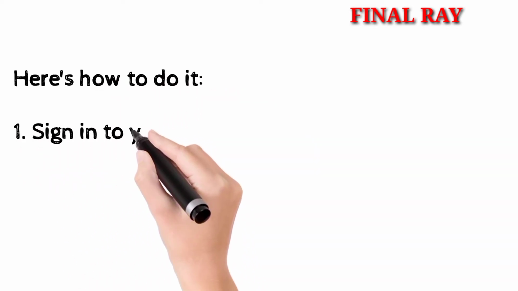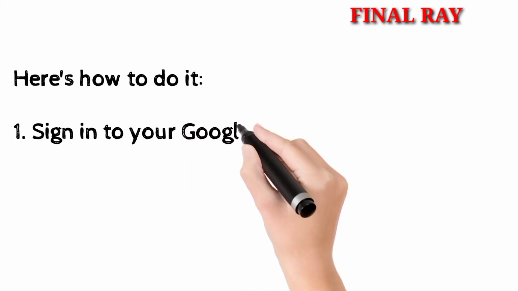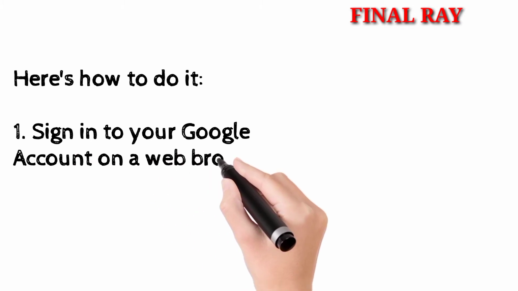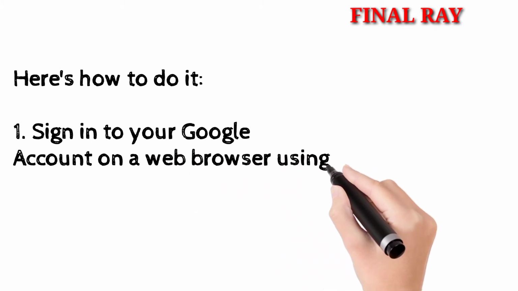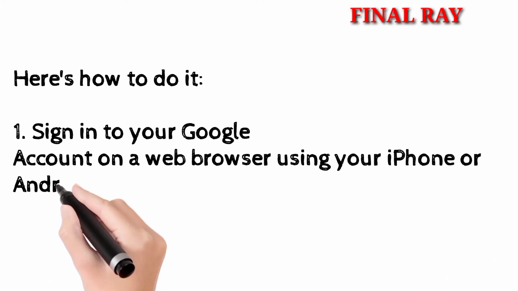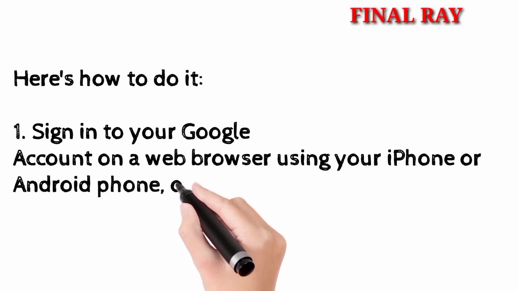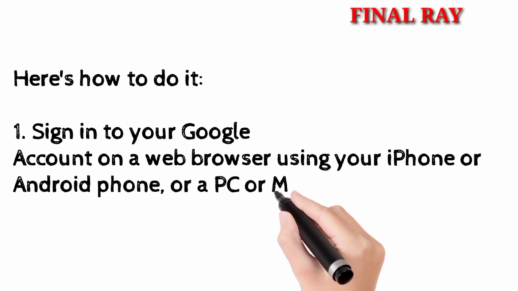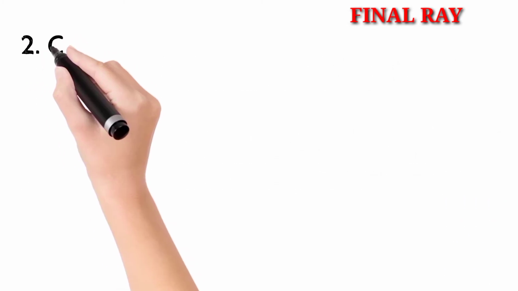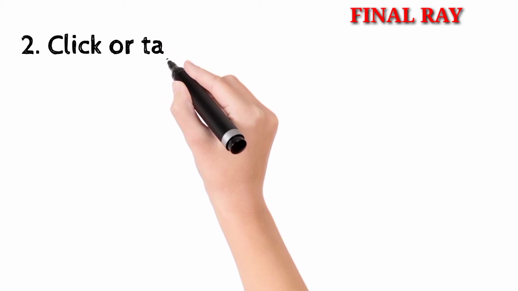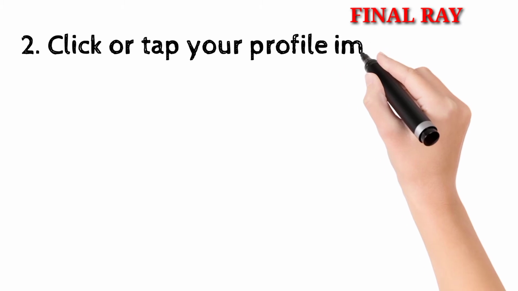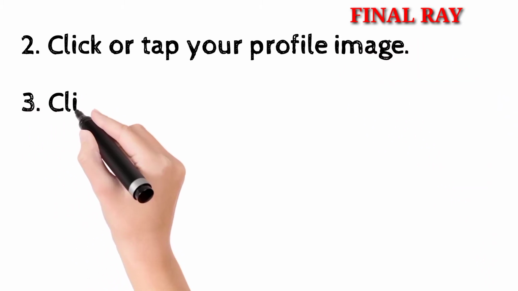Number one, you can sign into your YouTube channel with your Google account. It is simply a Google account, a Gmail account. You can sign into your Google account on a web browser using YouTube. You just open YouTube on your iPhone, Android, Mac, PC, or any device which you have. Then after opening YouTube, you have to sign in with the ID on which you want to create a YouTube channel. Then click or tap on the profile icon and profile image.